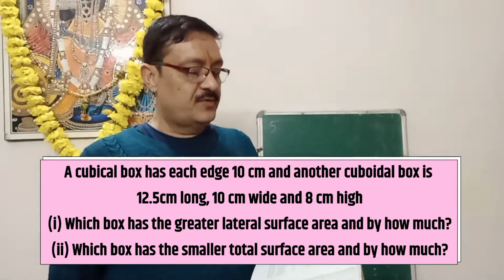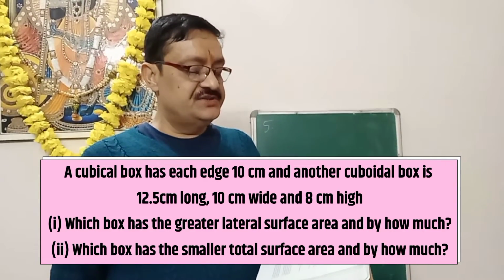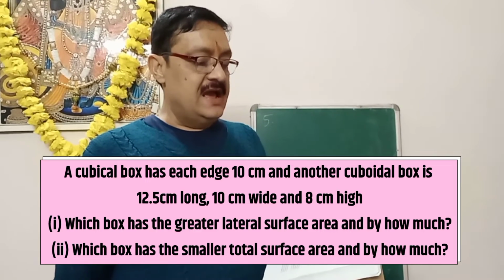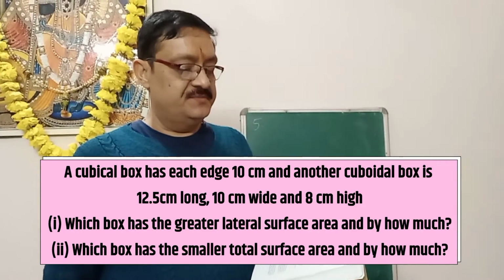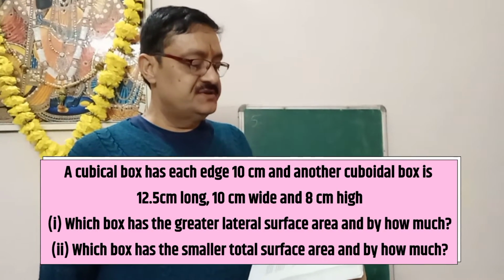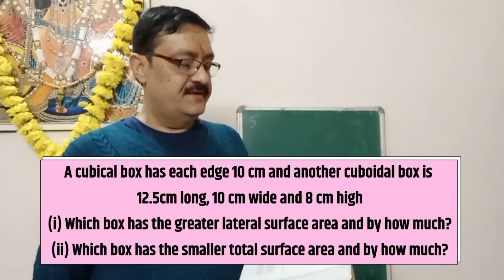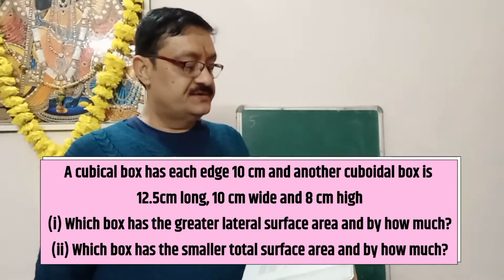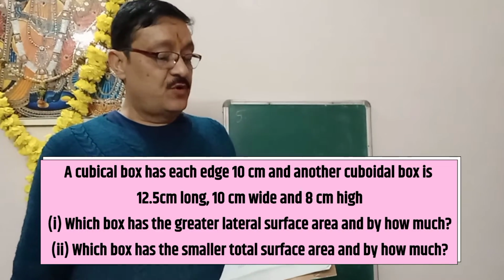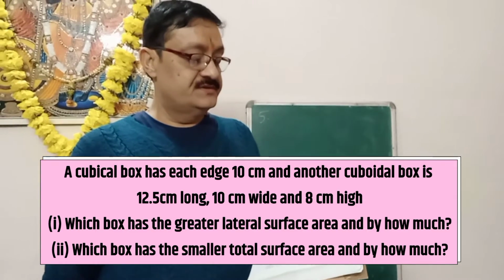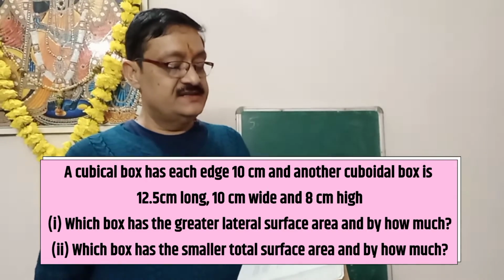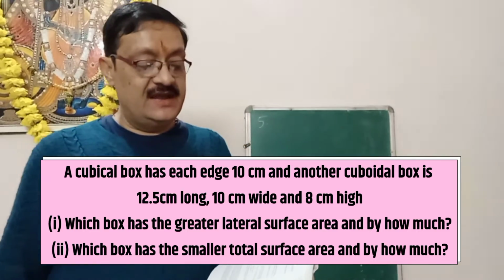A cubical box has each edge 10 centimeter. Another cuboid box is 12.5 centimeter long, 10 centimeter wide and 8 centimeter high. First, which box has the greater lateral surface area and by how much? Second, which box has the smaller total surface area and by how much?